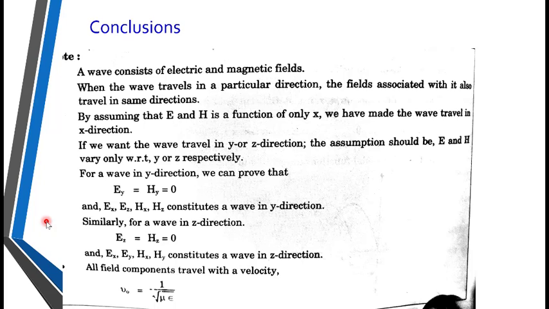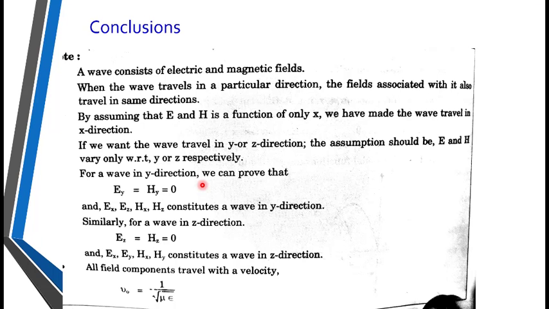Fourth, for a wave traveling in the y direction, we can prove that Ey is equal to Hy is equal to 0, and Ex, Ez, Hx, Hz constitute a wave in the y direction. Suppose that the wave is traveling in the y direction, then the Ey component is 0 and the Hy component is also 0. But that wave has Ex and Ez components, and Hx and Hz components. So in this way, we can modify the components depending upon the direction of wave travel.